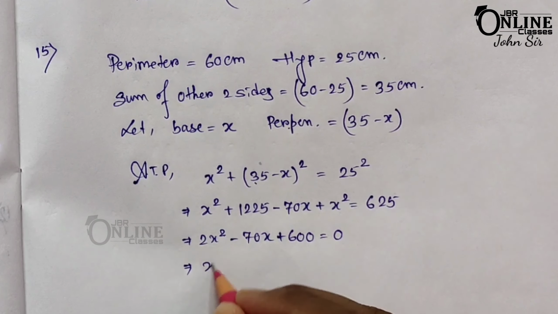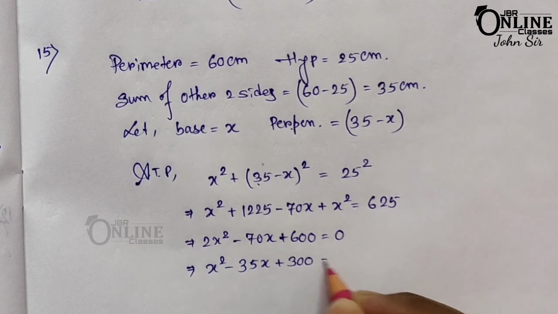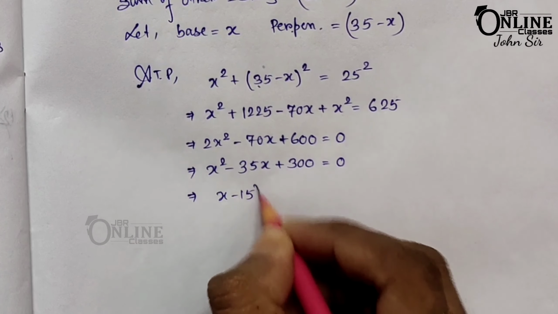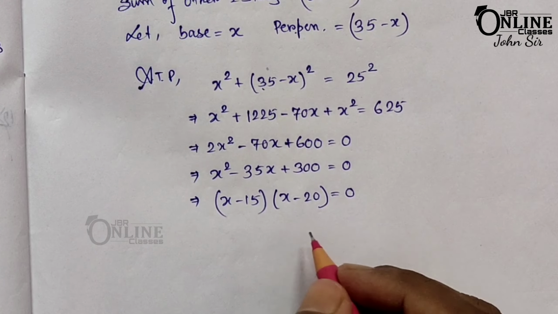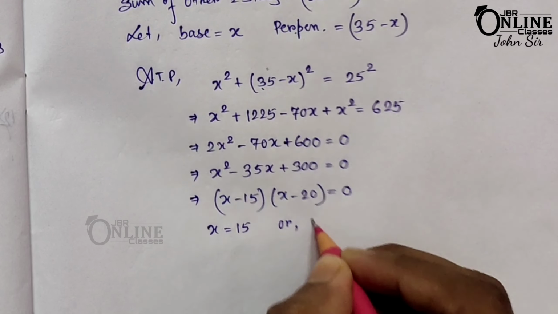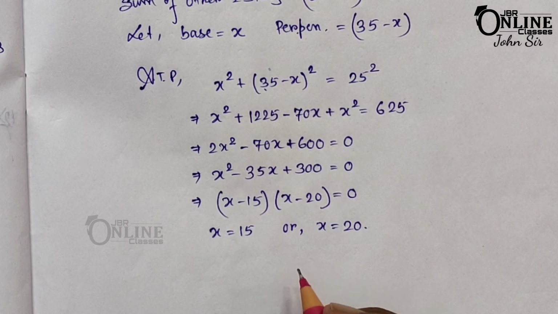So divided by 2, x square minus 35x plus 300 equal to 0, and after middle term factorization you will get (x minus 15) into (x minus 20) equal to 0. So here either x equal to 15 or x equal to 20. Okay, now you have to find out the area.